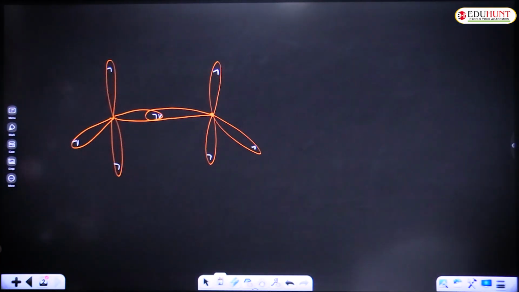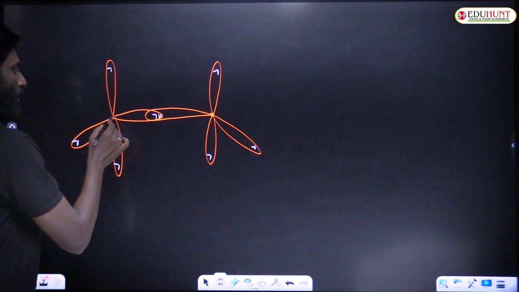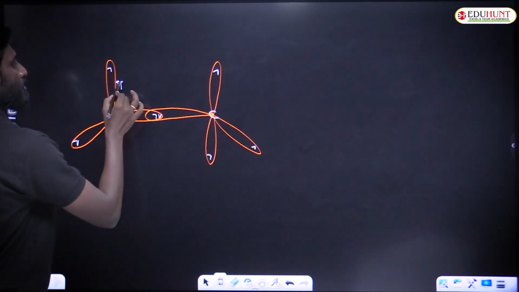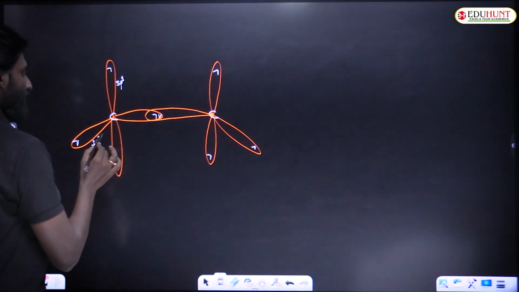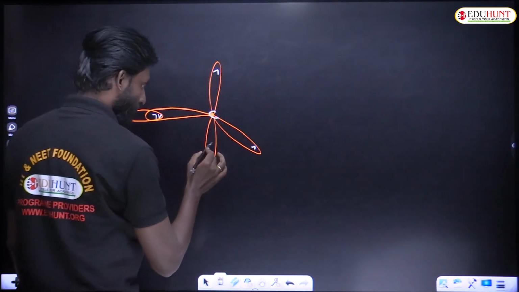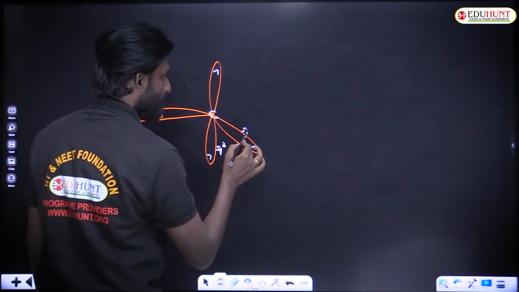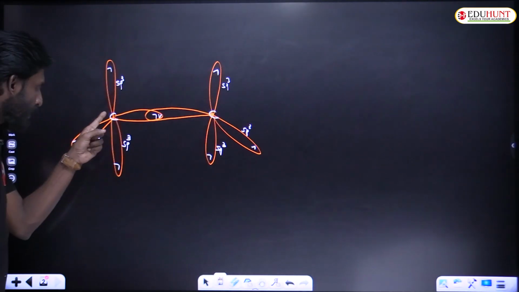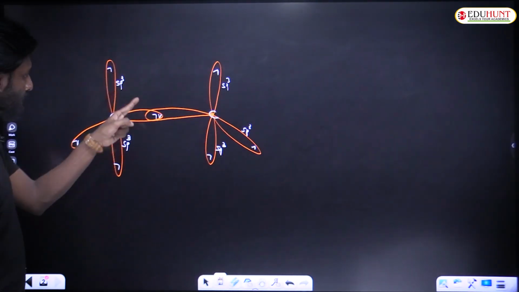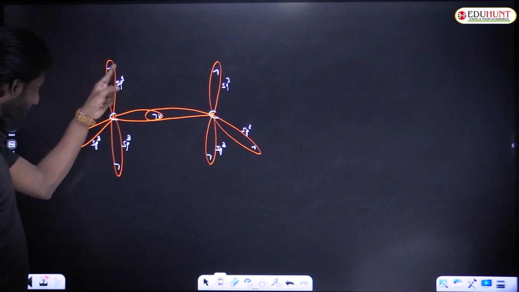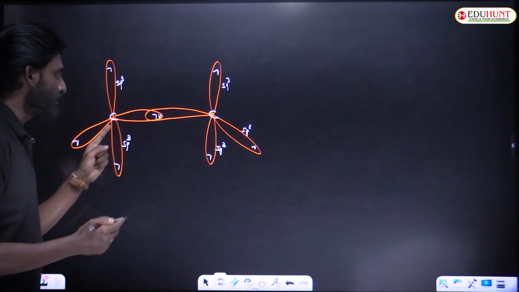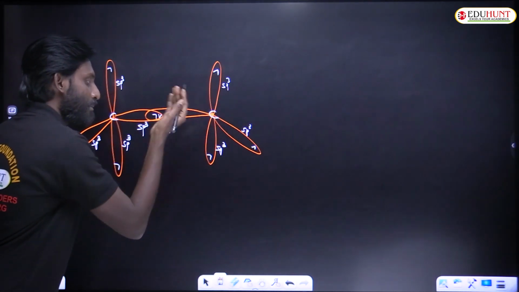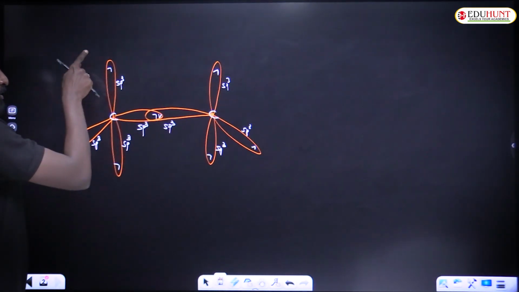Okay. Now what is this? This is carbon, carbon. Every orbital here is sp3. All are sp3 hybrid orbitals. Each carbon is having 4 sp3 hybrid orbitals. Among the 4 sp3 hybrid orbitals, one sp3 overlaps with another sp3 of the next carbon. Okay. Now 3 sp3 orbitals are left.